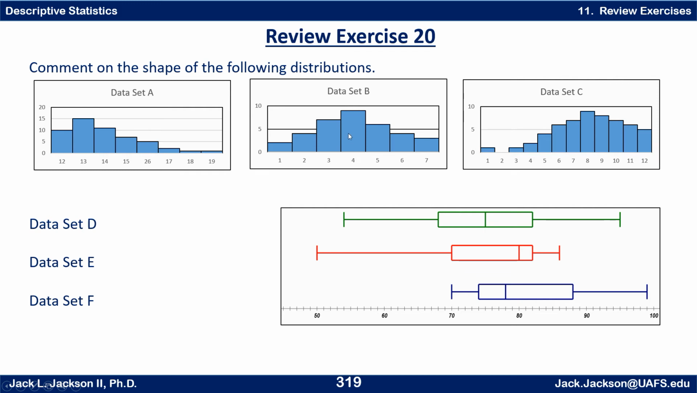That's data set A. Data set B has the largest bar in the middle, with the bars going down as you go to both sides. Data set C has the highest bar at 8, and the bars get lower and more spread out on the left, but lower than 8, not coming down as fast on the right.